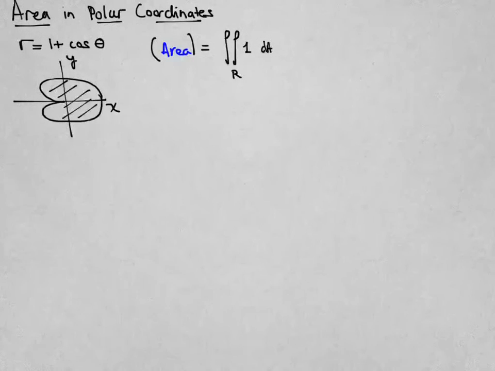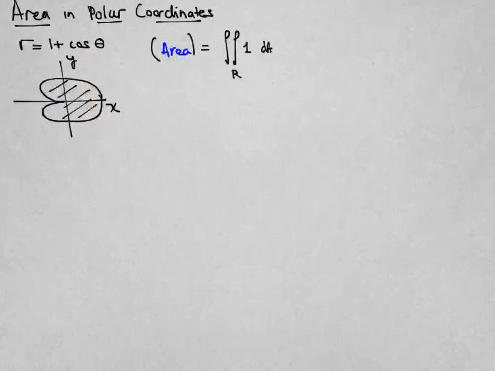In this video we'll find the area of a region in polar coordinates. I'm going to look at the curve r equals 1 plus cosine theta. Plotting that will give you a cardioid shape, a heart-shaped region in the plane. And we're going to look at the area that's enclosed by it.